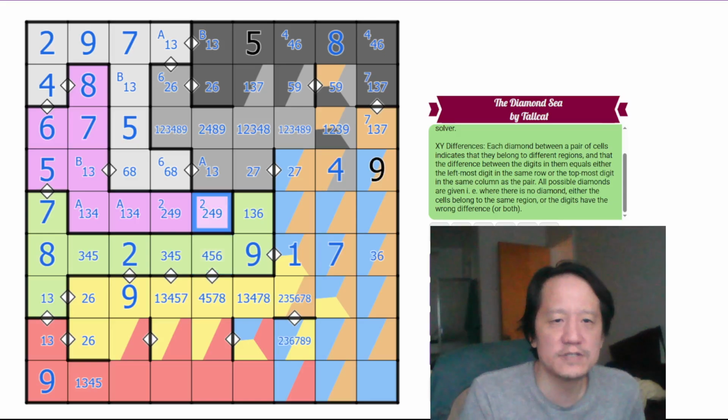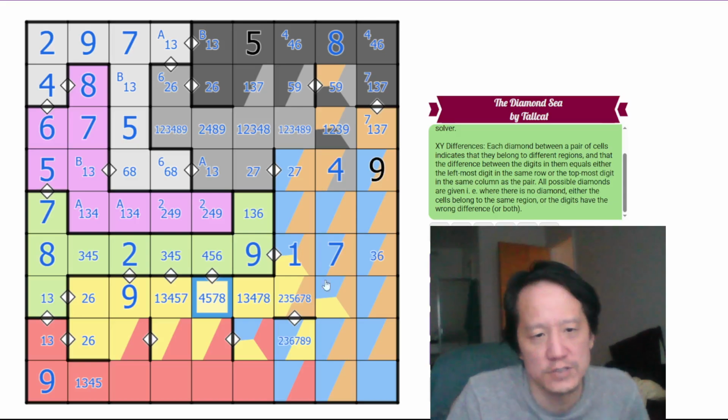6. If this is 6, that forces this to be 2, which makes this 6, 3, which makes this 1. So this has to be a difference of 1. It would be 5 or 7. That also works. Okay.